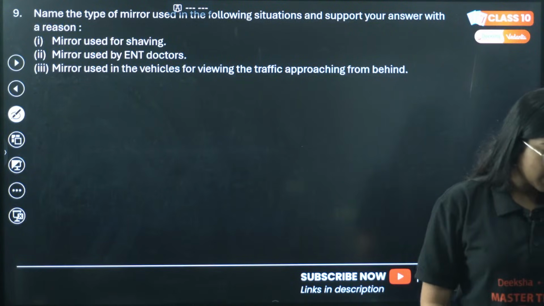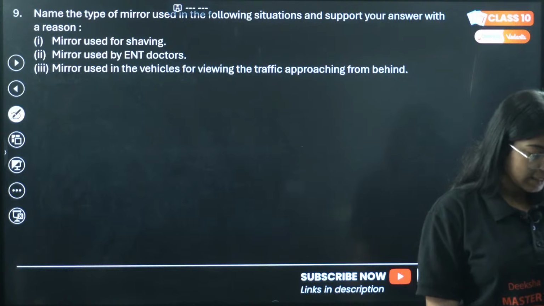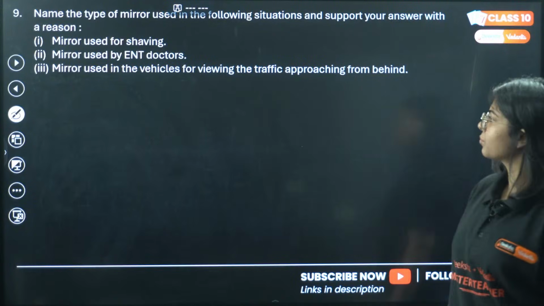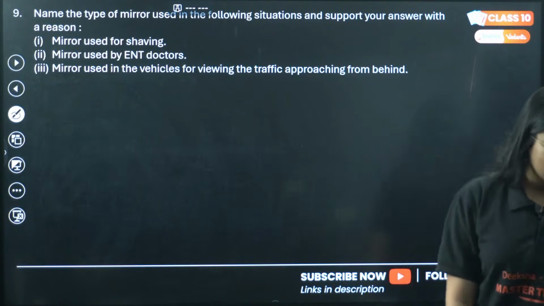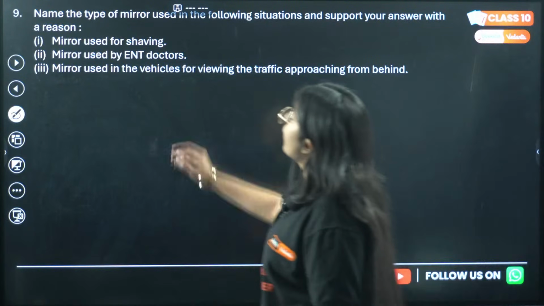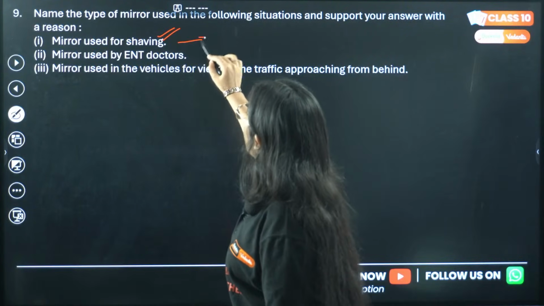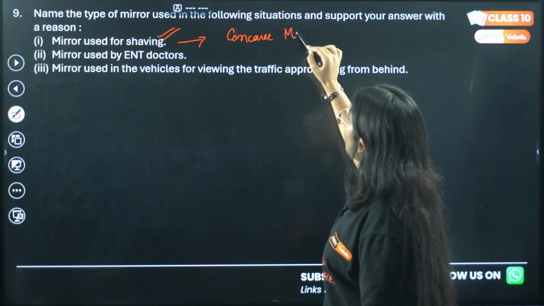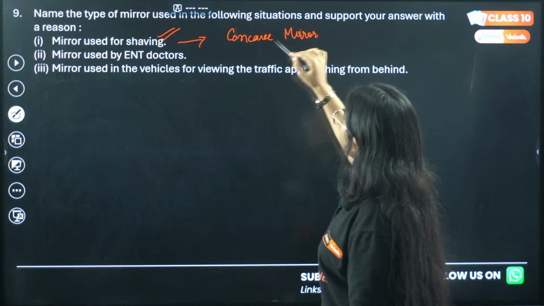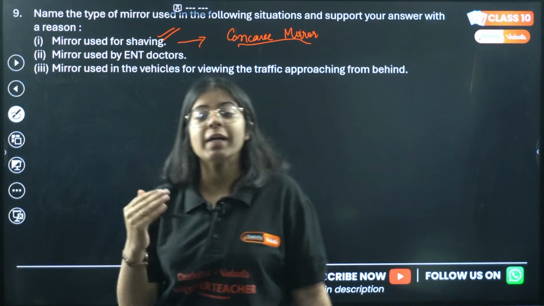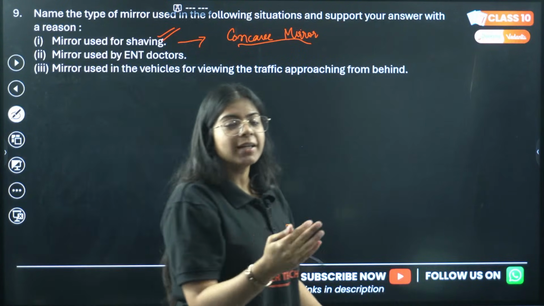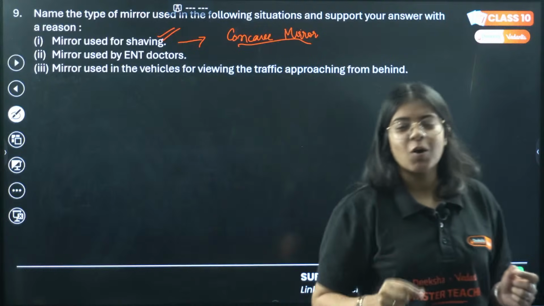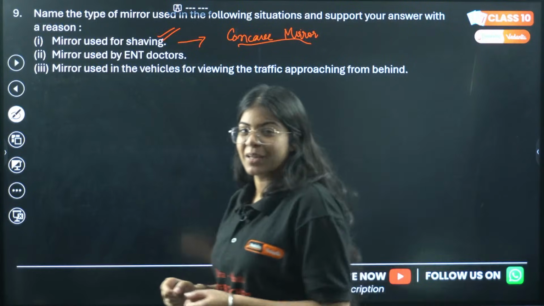People are saying concave, concave, plane. Yes, exactly. For shaving, we use concave mirrors. Why? Because we want our image in that mirror to be larger, enlarged, right? That's how you can see small hairs on your face to shave them.